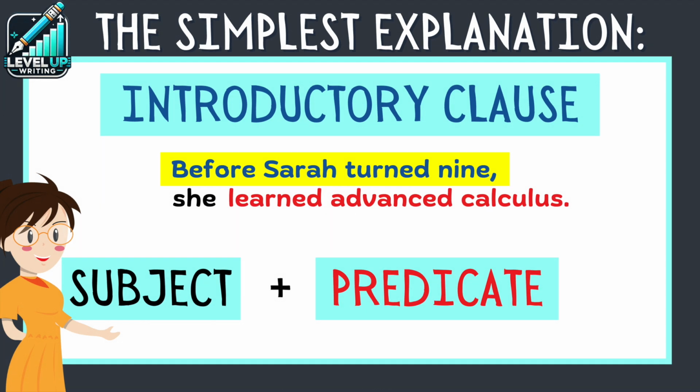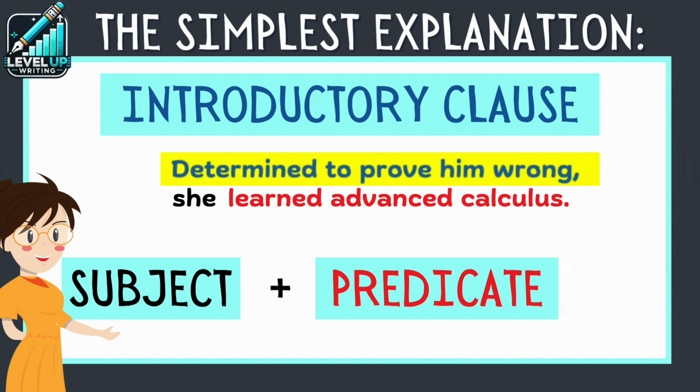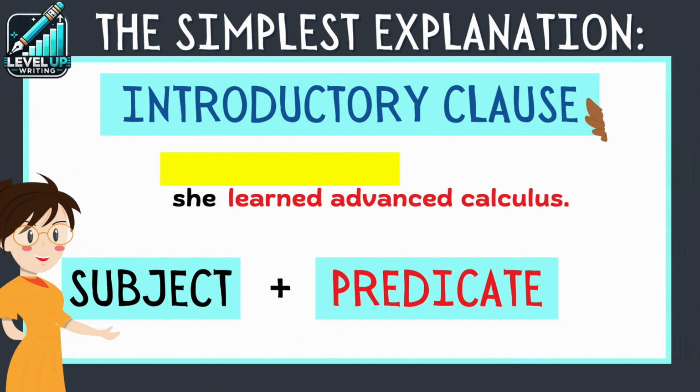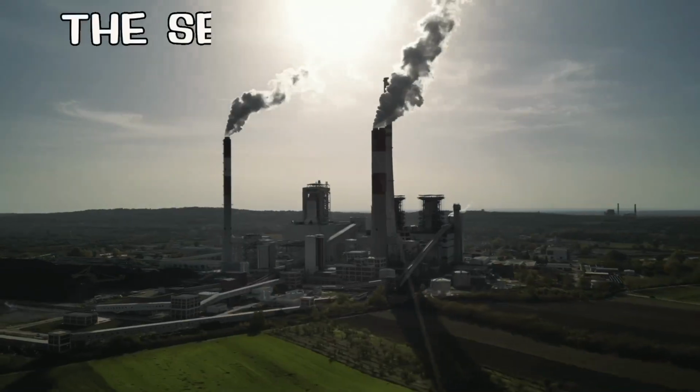These words before the main clause can act a lot of different ways, but they are never a complete sentence by themselves, and they are always set off from the main clause with a comma. And that is the simplest explanation for today's skill. Let's head over to the sentence factory and create some examples.